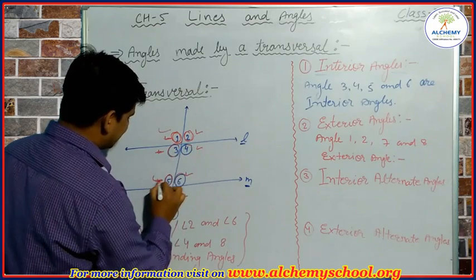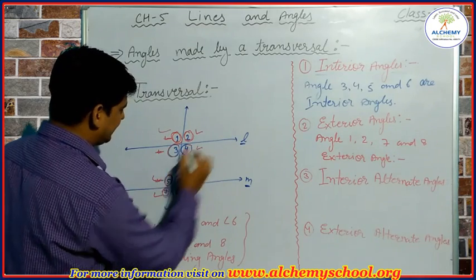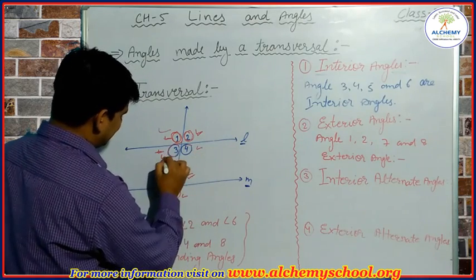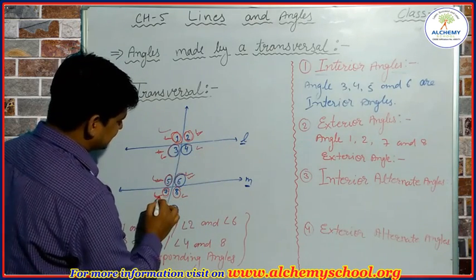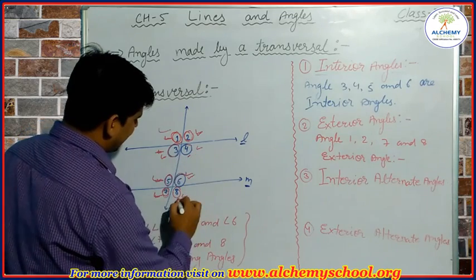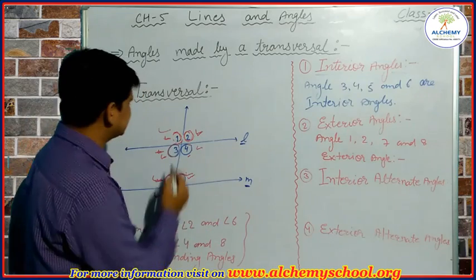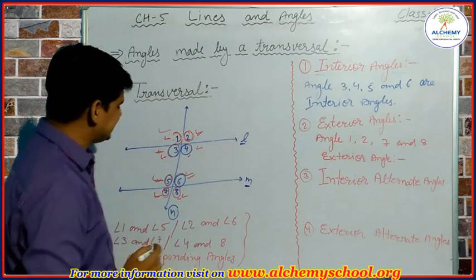Now we have seen what corresponding angles are. Angle 1 and angle 5 are corresponding angles. Angle 2 and angle 6 are corresponding angles. Angle 3 and angle 7 are corresponding angles. Angle 4 and angle 8 are corresponding angles. Next we are going to discuss alternate interior angles.